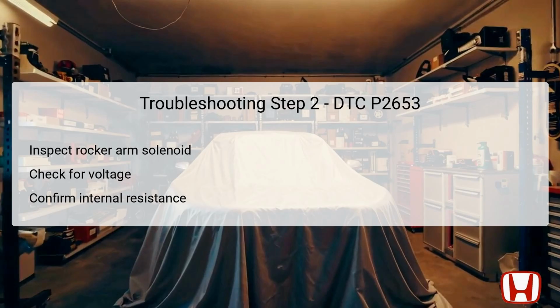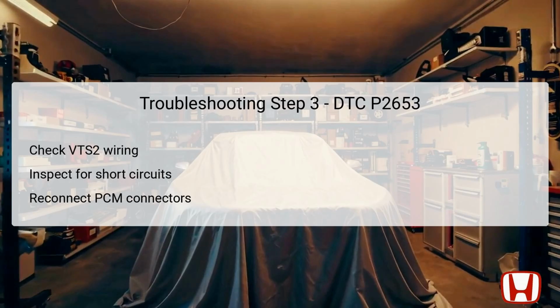If the resistance deviates from this range, it indicates a potential fault with the rocker arm oil control solenoid itself, necessitating its replacement. Additionally, check for voltage at the connector while the engine is running to ensure the solenoid is receiving the proper power. A lack of voltage or abnormal resistance readings suggests that further investigation into the solenoid's condition is necessary. Next, the focus shifts to the wiring associated with the VTS2 signal.